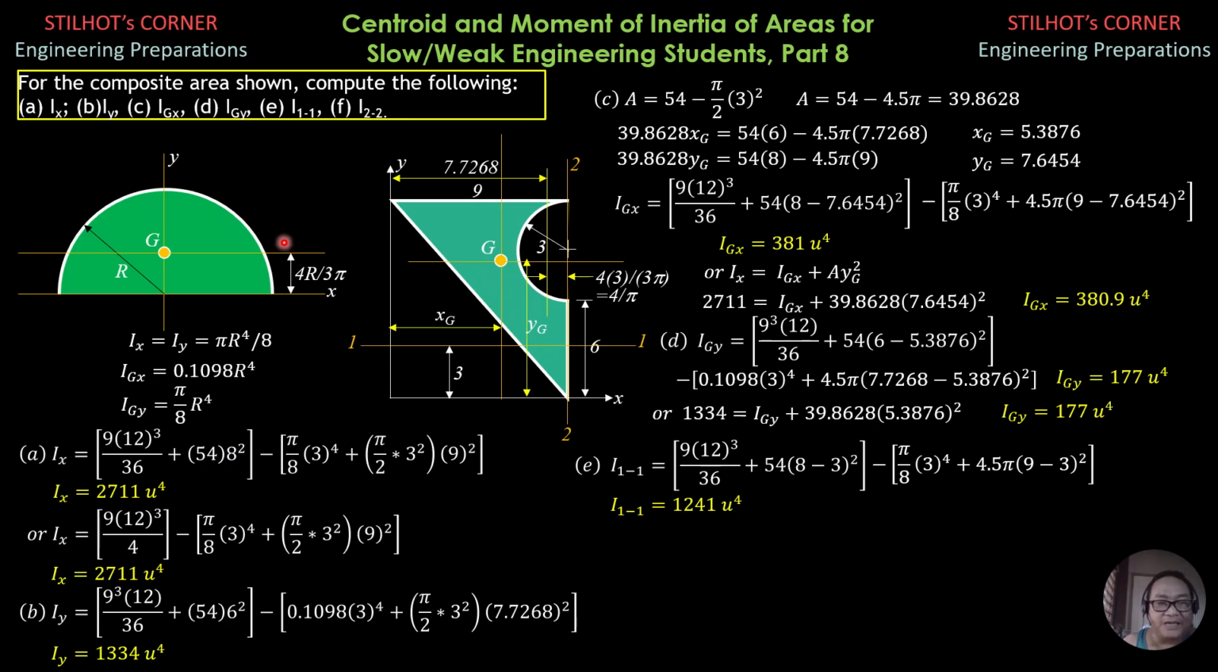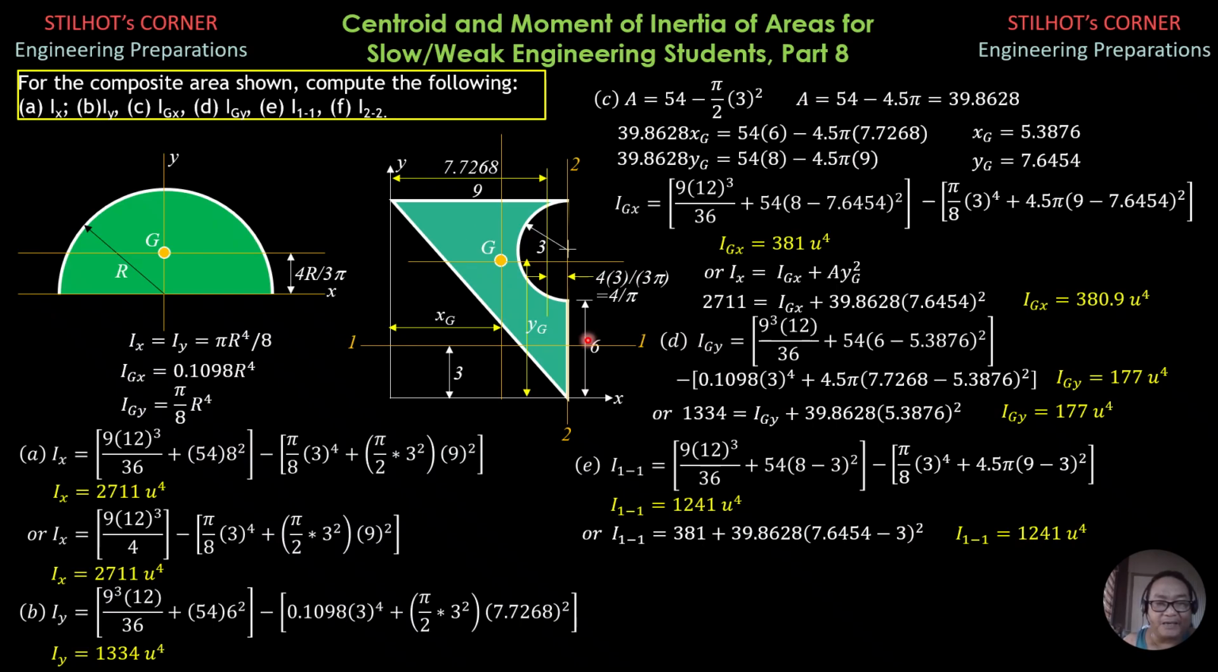Similarly, we can use I11 equals IGX plus area times distance square. So IGX is, I just use 381, then area 39.8628, since yg is 7.6454, and this is 3 units, so the distance between the centroidal x-axis of the entire area and 1-1 is yg minus 3, so quantity square. We will get all the same value, 1241 units to the fourth.